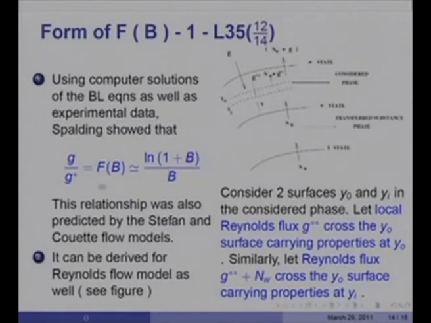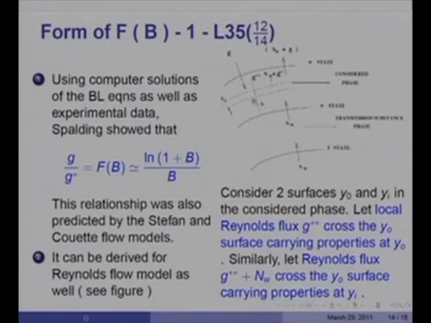We take up the issue as to whether this relationship can also be derived from the Reynolds flow model, just as we had shown mathematically that the Stefan and Couette flow models yield that relationship. So in order to do that, let us reconsider our T state, W state, and the infinity state with the considered phase shown here between W and infinity state. Now here, let us consider an elemental strip of thickness delta y. The outer edge of that strip is yo, the inner edge of that strip is yi.